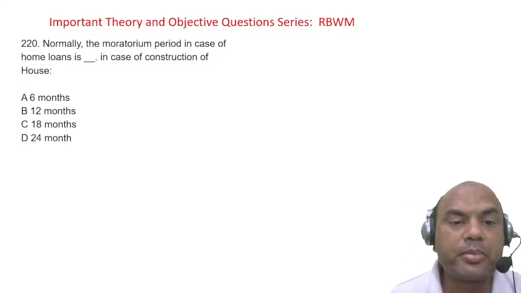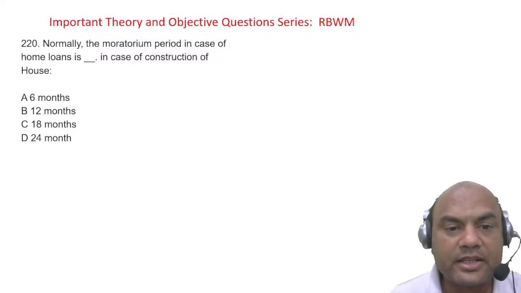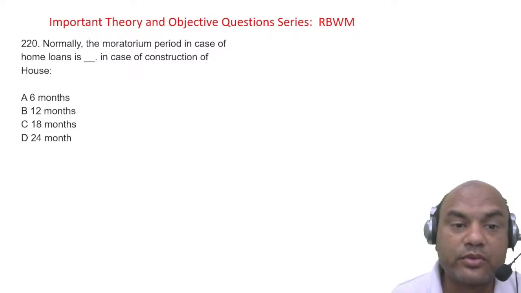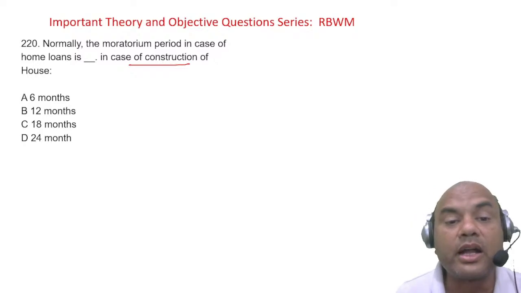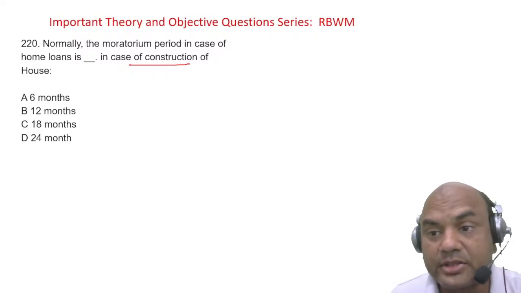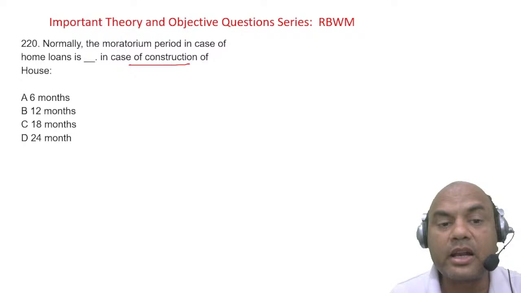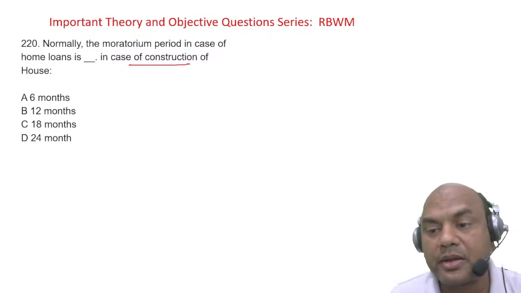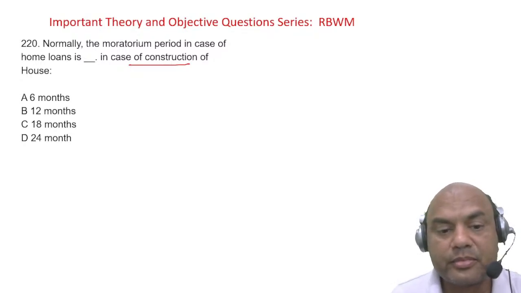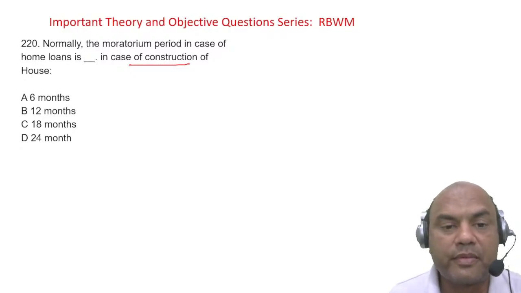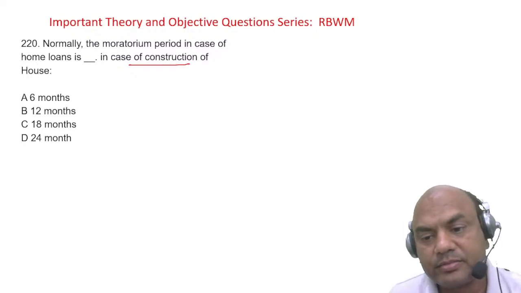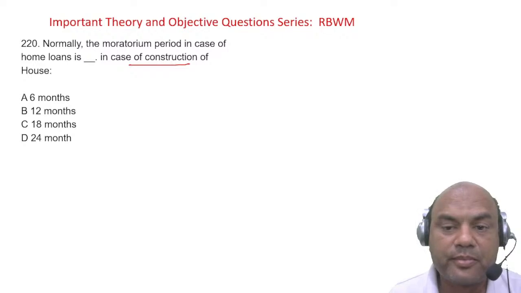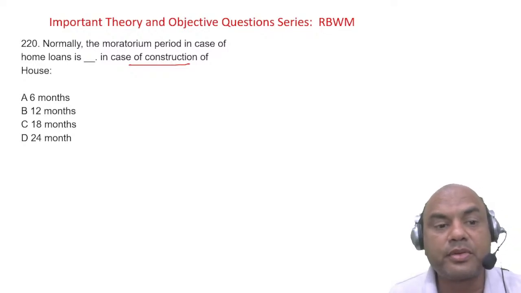Normally the moratorium period in case of home loans is dash in case of construction of a house. Now what is this? Whenever it's a newly constructed flat or under construction flat, that is the best answer. For an under construction flat, what is the moratorium period? What is the moratorium your bank gives? Everyone? Your bank gives the moratorium period of?